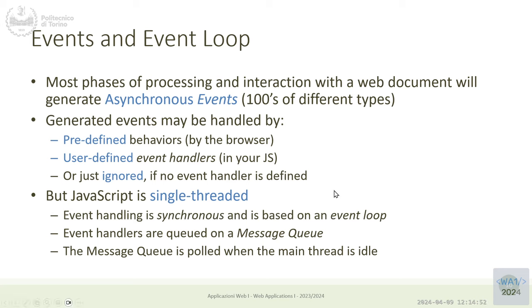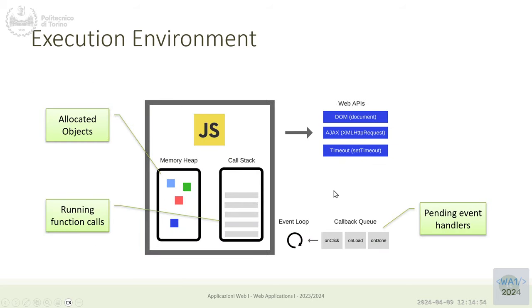And so how does this happen? It happens thanks to a management of the functions to be run. This is called the event loop or the execution loop in JavaScript. It's summarized by this picture. Imagine you have some normal JavaScript code, and this code allocates objects on the heap, in memory. This is just sequential code.